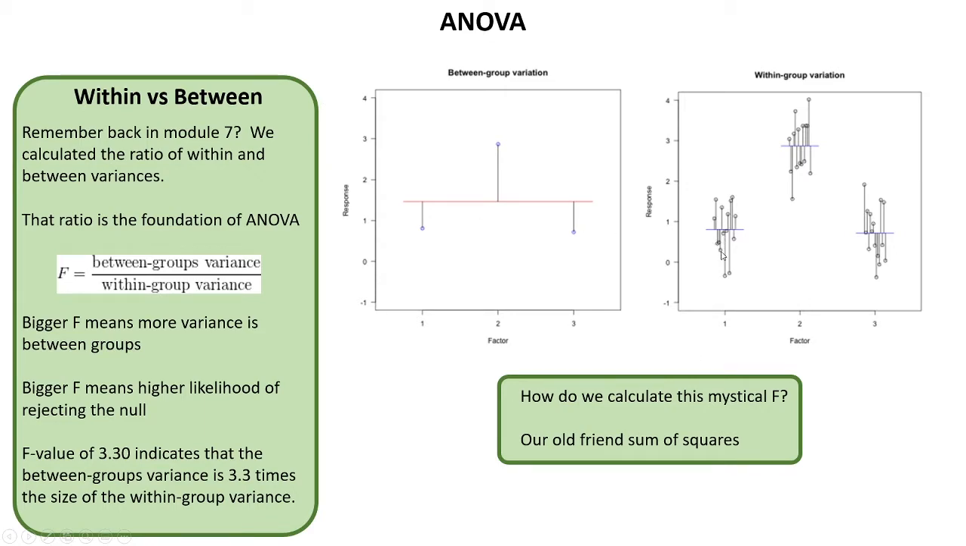And then these black lines here are the distance away from the mean of this group, the distance away from the mean of this group, the distance away from the mean of this group. So this is a good illustration of between group variation and within group variation. And I'll show you some more pictures as we go.